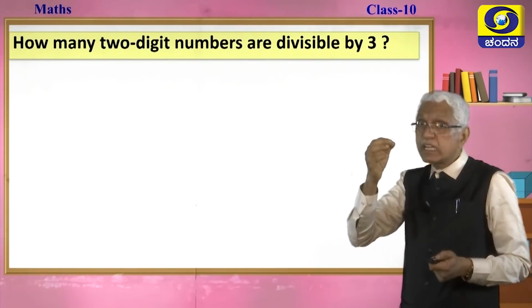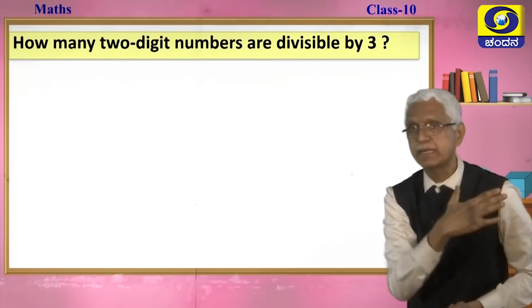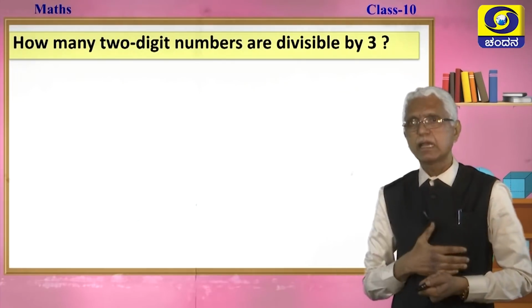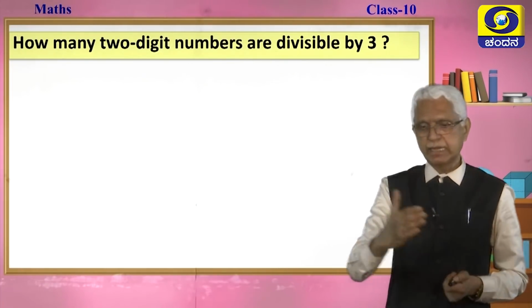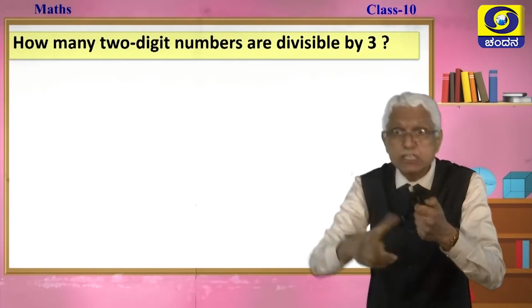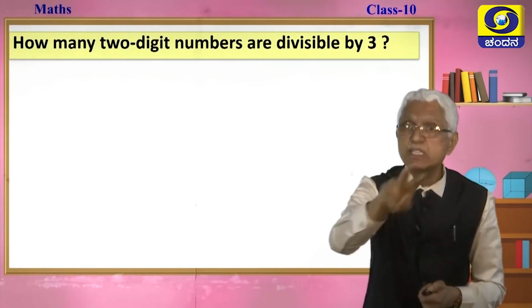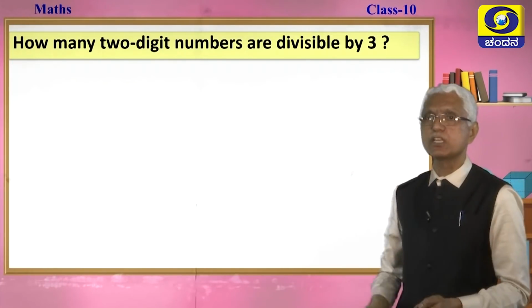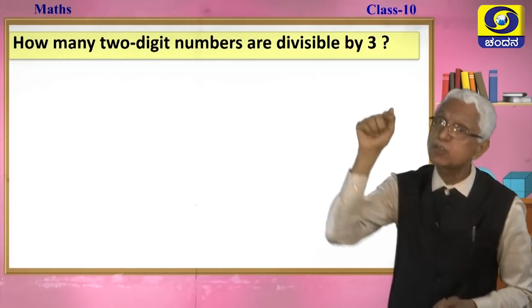How many 2-digit numbers are divisible by 3? Correct? 2-digit number starts with 10, right? And ends with 99. 10, 11, etc., etc., up to 99. How many of these 2-digit numbers are divisible by 3 is the question. See the beauty of it. See how arithmetic progression is going to rescue you. How it is going to help you.